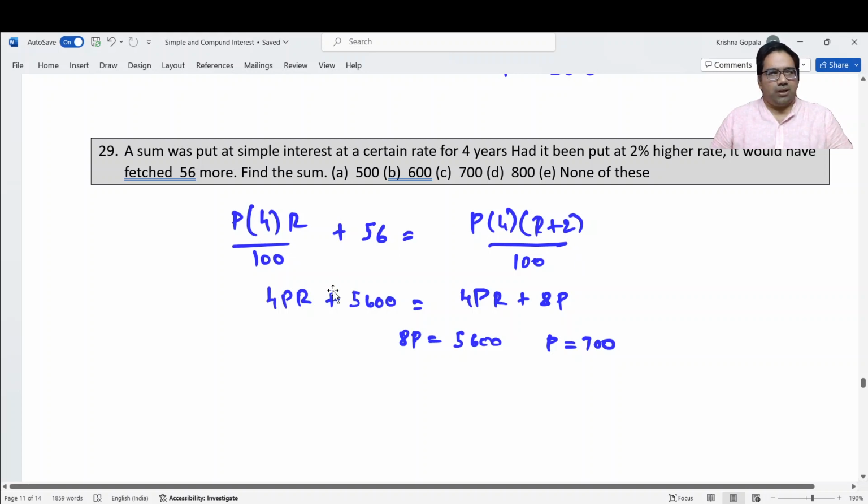Let's simplify this. 4pr plus 5600 equal to 4pr plus 8p, right? 4pr will get cancelled. 8p equal to 5600, p equal to 700. Simple, right? So what was the principal? Principal was 700. If it was 2% higher, it would have given 56 more.